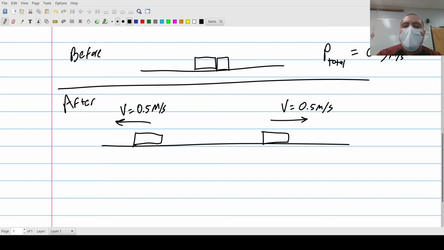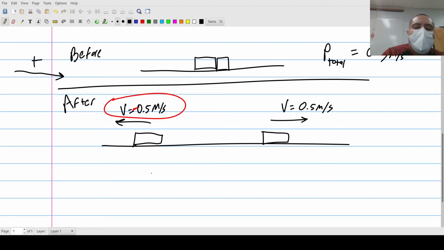What about here in the after picture? Well, in the after picture, one of them is moving right, one of them is moving left, which means we need to pick a direction, and actually we need to be consistent throughout the entire problem. So throughout the entire problem here, I'm going to call to the right positive, which means that this velocity here has to have a negative sign on it. Okay, so what's the total momentum at the end?